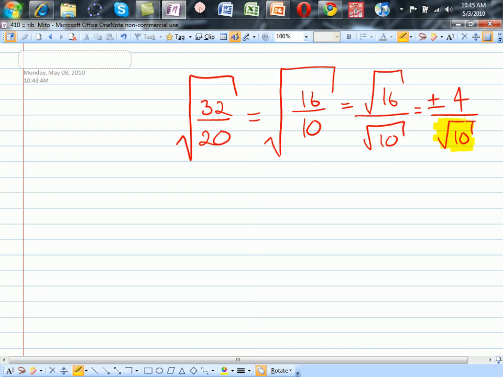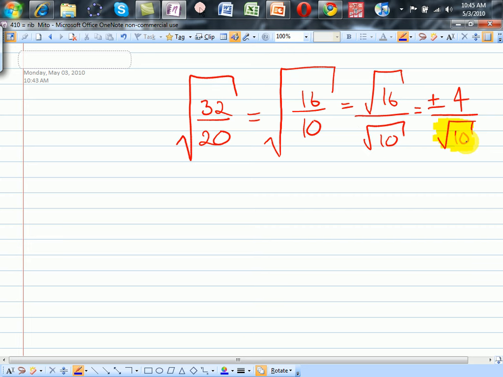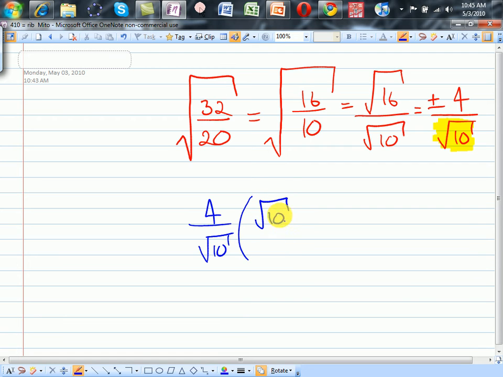What that requires us to do is create another fraction with the value of 1, but it's the square root of 10 over the square root of 10. So we'll take 4 over the square root of 10, and we'll multiply it by the square root of 10 over the square root of 10. And we multiply these like we do any fractions, straight across. Numerator times numerator, denominator times denominator.